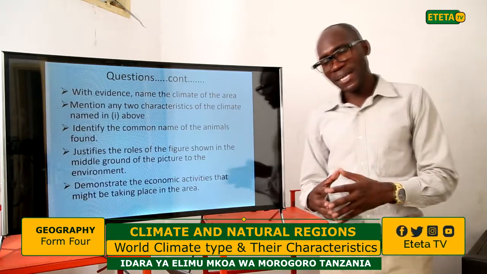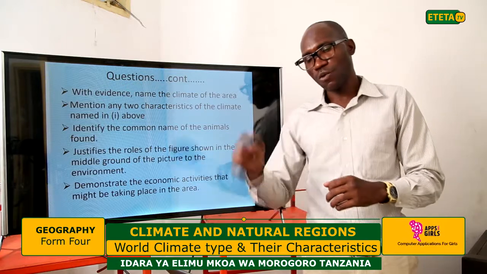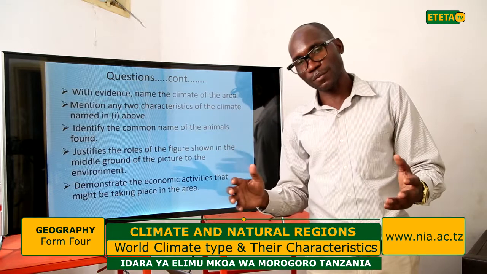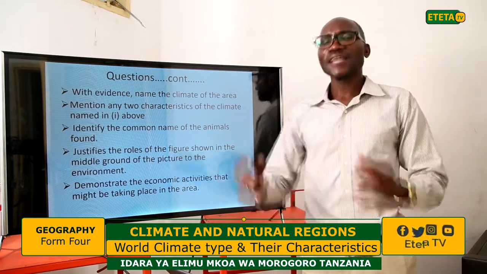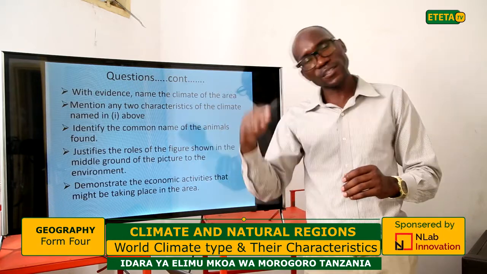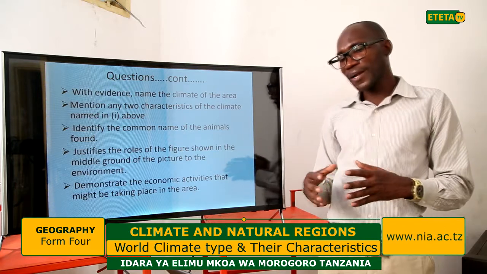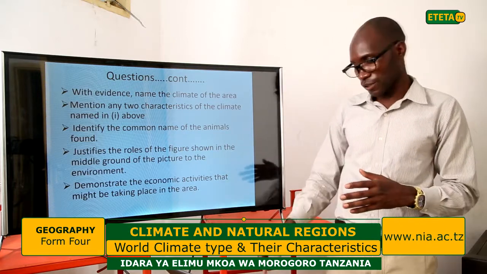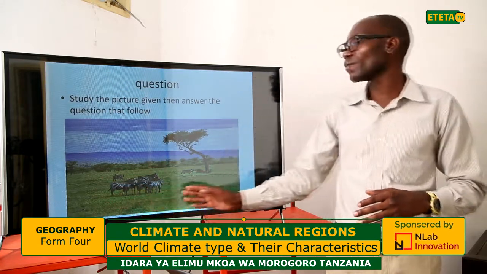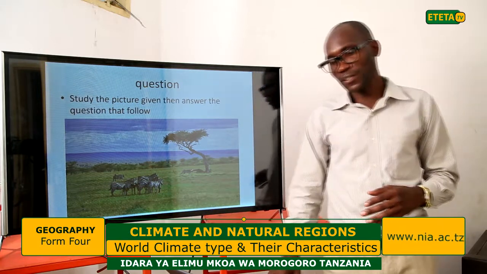Question number two: mention any two characteristics of the climate named in question one. Once you tell us whether it is equatorial or tropical climate, tell us why, with the characteristics of that climate which you have named. Identify the common name of the animals found in this area. What is the common name of this animal?